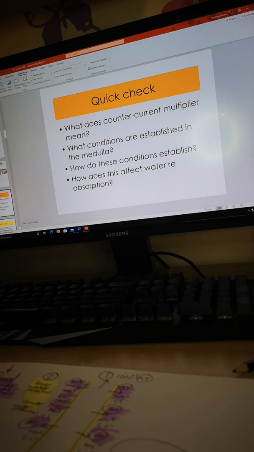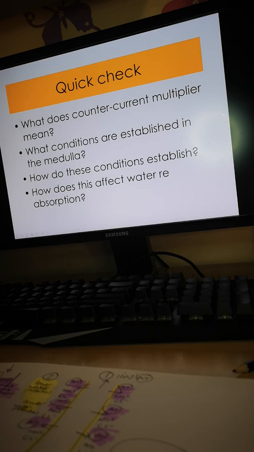Okay, so a quick check, and then question 2, and then we're going to pause before we go on to the next section. So what does the countercurrent multiplier mean? What conditions are established in the medulla? How do these conditions establish, and how does this affect water reabsorption? So pause here and have a go.